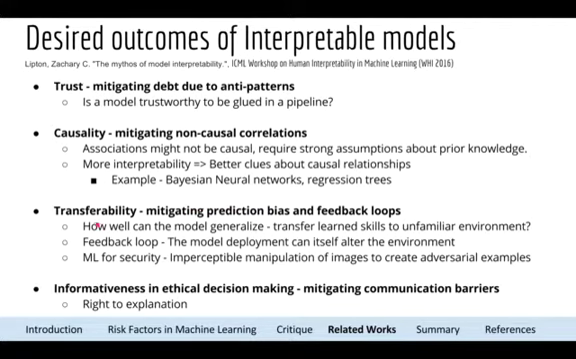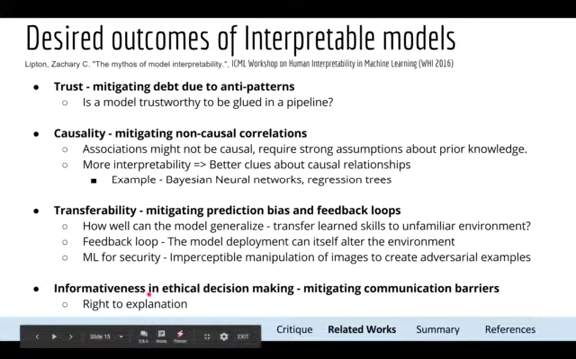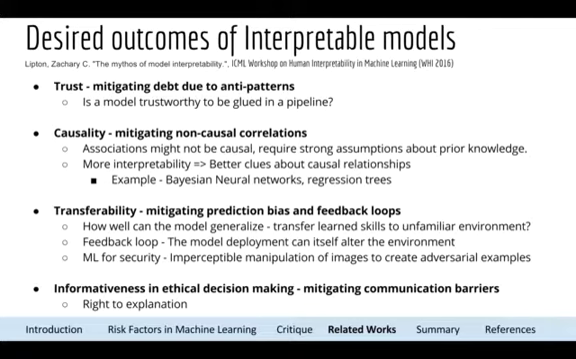The next desired outcome of an interpretable model is transferability. It signifies how well the model can transfer learned skill to an unfamiliar environment. The model itself can change the environment and hence invalidate itself, a technical debt called feedback loop, or the model might be deployed in an adversarial setting. Deploying machine learning in production might involve convincing stakeholders like product managers, politicians, and executives who might not be familiar with machine learning. This calls for a strong need to produce informative models, thereby mitigating the technical debt of communication barriers.